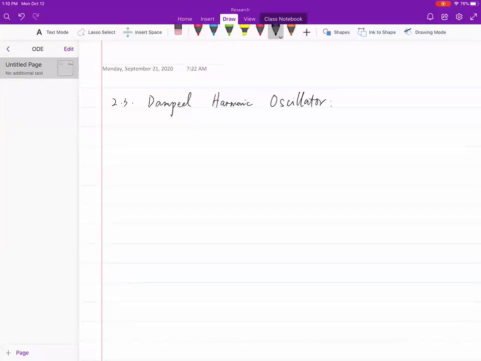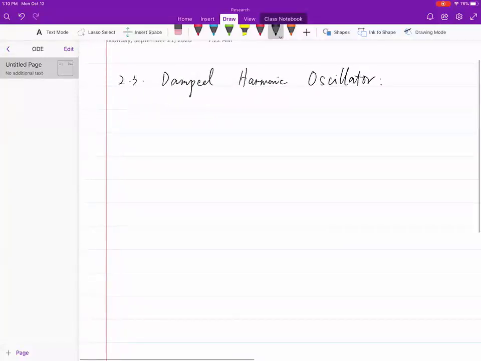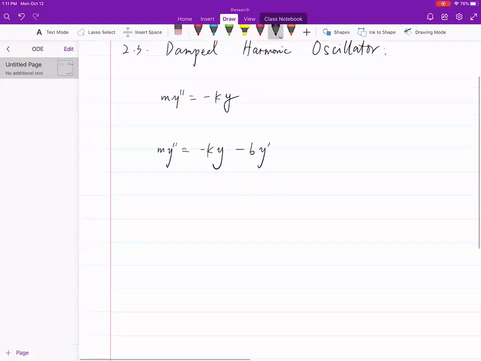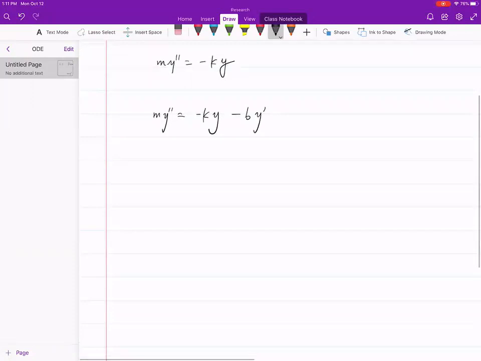So basically the derivation is, if you have a harmonic oscillator, it's basically y'' = -ky by Hooke's law. And then for damped, you basically just add the friction. We divide by m and write everything, and we end up with something that looks like this. That's what we had for the damped harmonic oscillator.